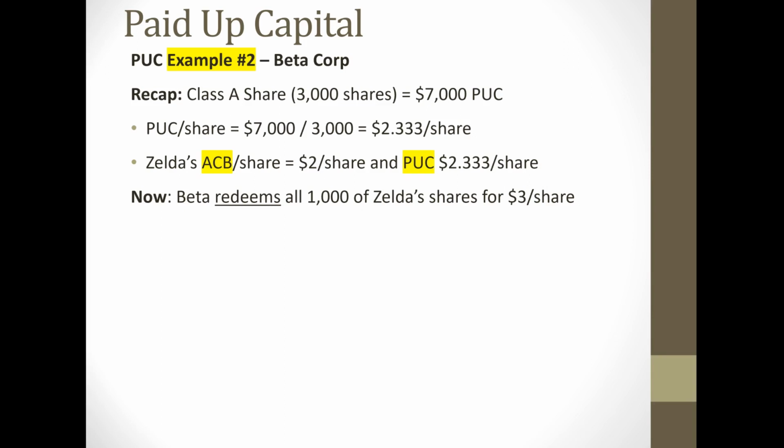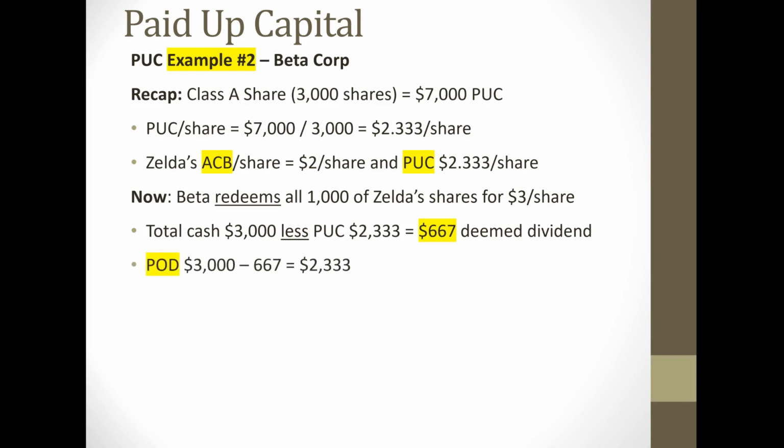Now, because Zelda is interacting directly with Beta, the corporation, the PUC is now relevant. The total cash that Zelda receives, $3,000, less the amount that can be returned to her tax-free, which is the PUC amount, 1,000 times $2.333 per share, that amount can be returned to her tax-free. The excess, $667, is a deemed dividend because she's interacting directly with the corporation.